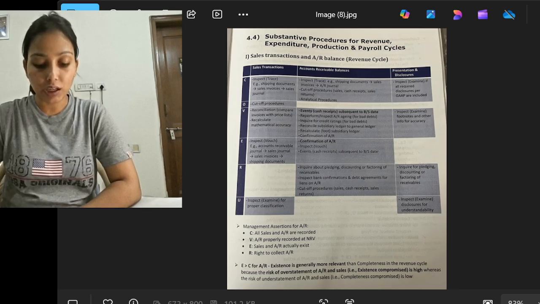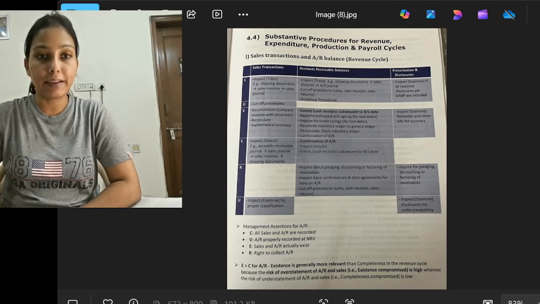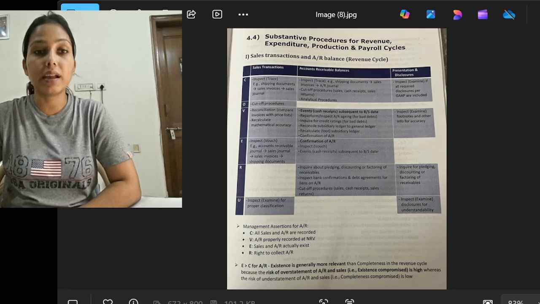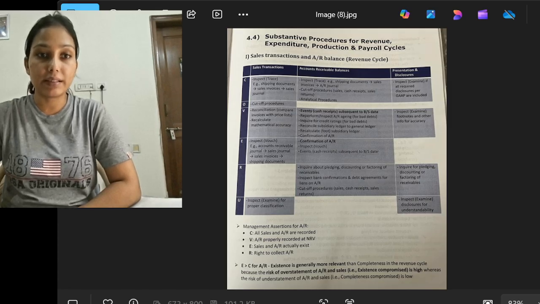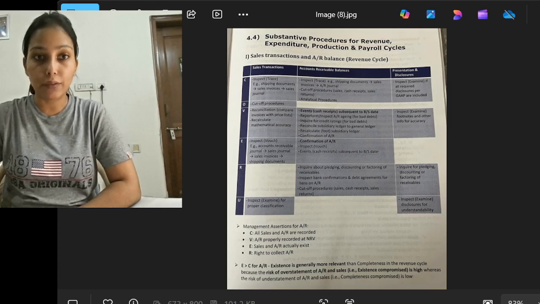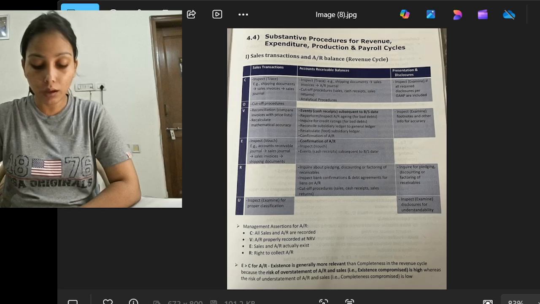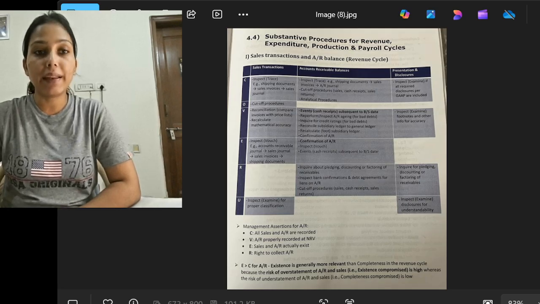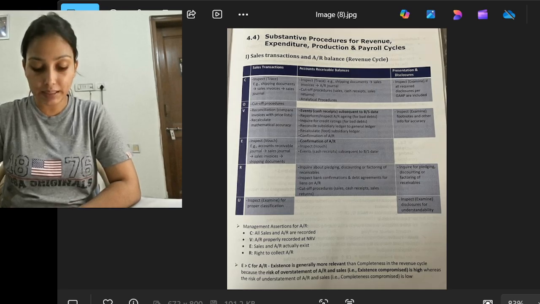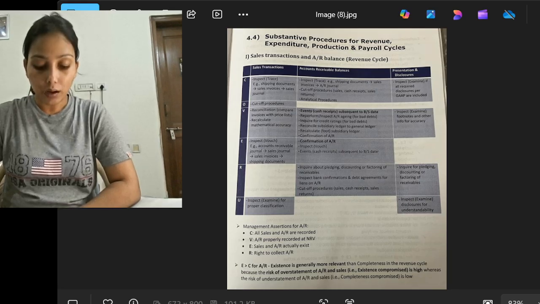After that, we check the cutoff procedures: sales, cash received, and sales return, if any. Then we perform the analytical procedures, where we compare the variances and check the ratio analysis. All of this is performed as a part of the analytical procedures. Also, in the accounts receivable, if there are any cash receipts subsequent to the balance sheet date, such events are inspected.